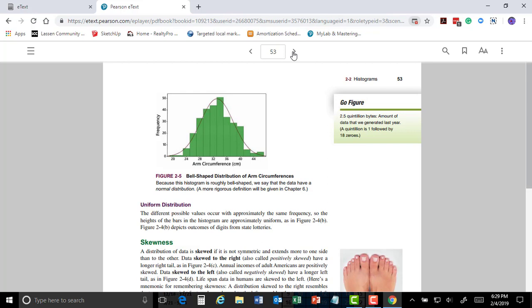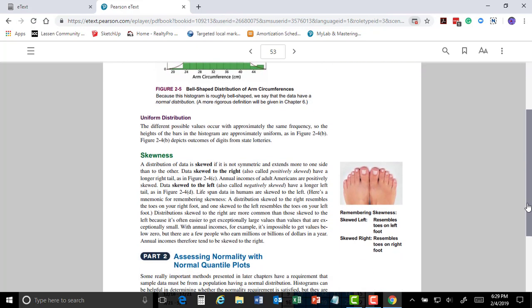Yes? Is it okay? You? Yeah? Okay. I'm not sure what the toes are about, but they look clean. Let's see. Skewness resembles toes on the left foot. What the hell? Well, I don't know. I'm not going to mess with that.